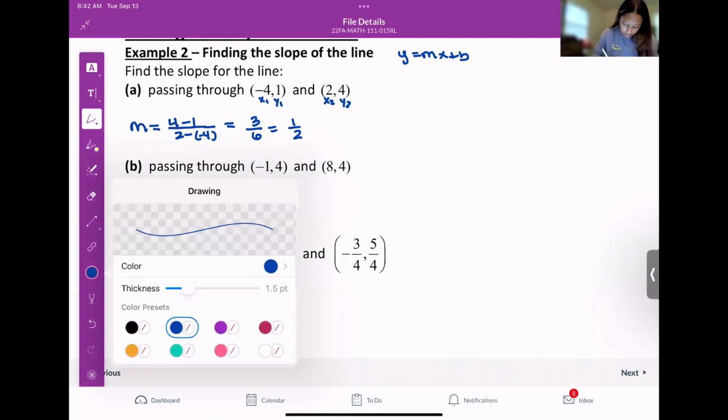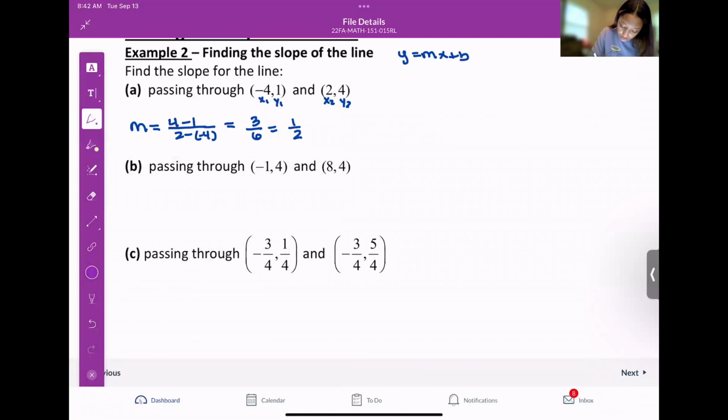Using, everything's in one color, so it's gonna bother me. So using one of these points, we'll use 2, 4 for our x and y, and use what we just found for our m as 1/2. We're gonna plug that into y equals mx plus b. Y equals mx plus b would be 4 equals 1/2 times 2 plus b.